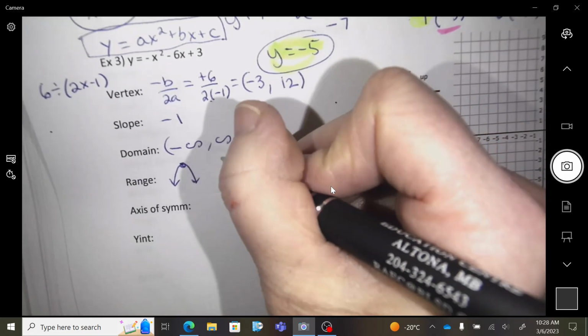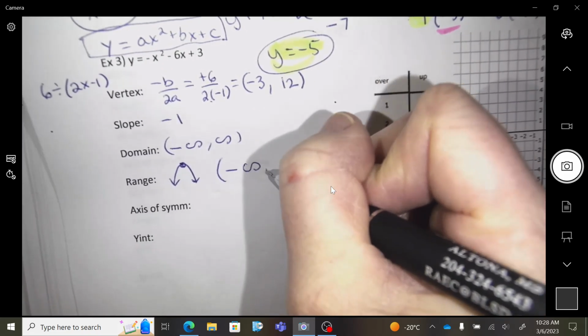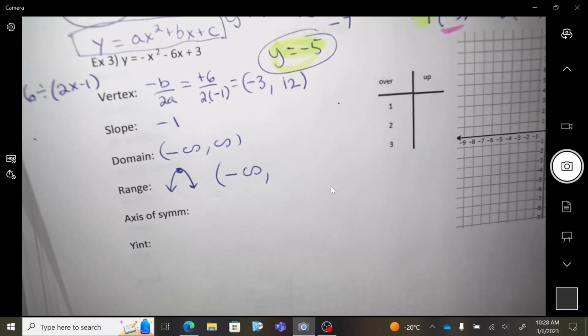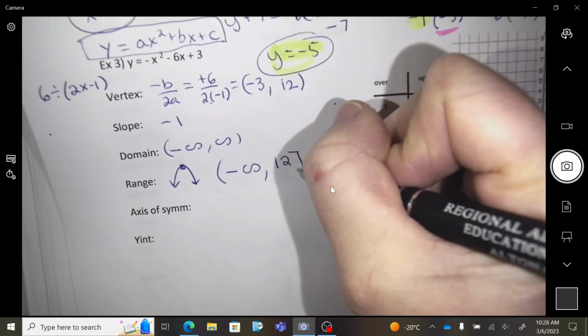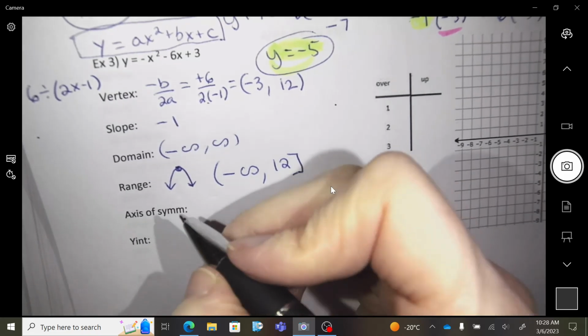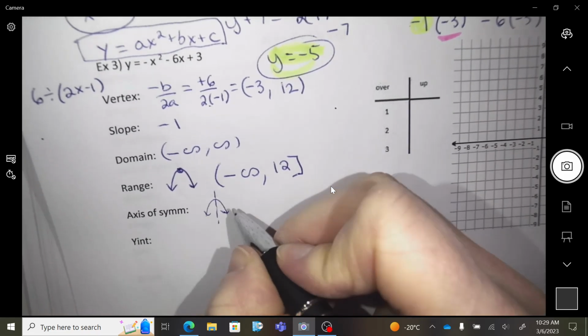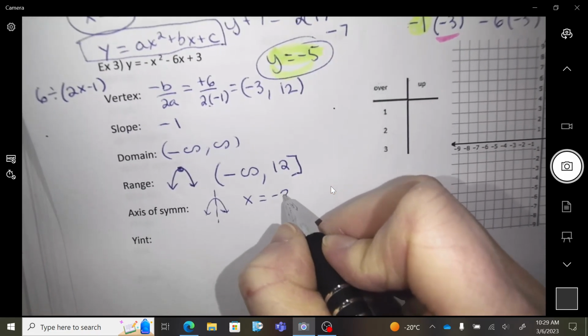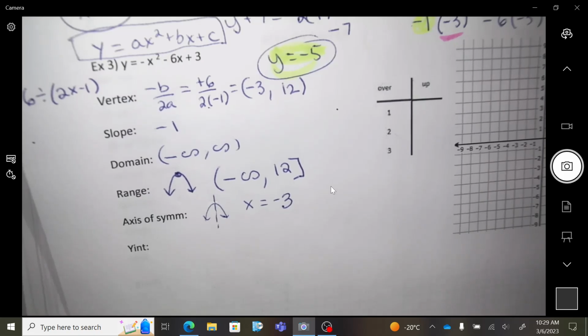So how do I write this? -∞ is the low, up to a max height of 12. Axis of symmetry: x equals -3.